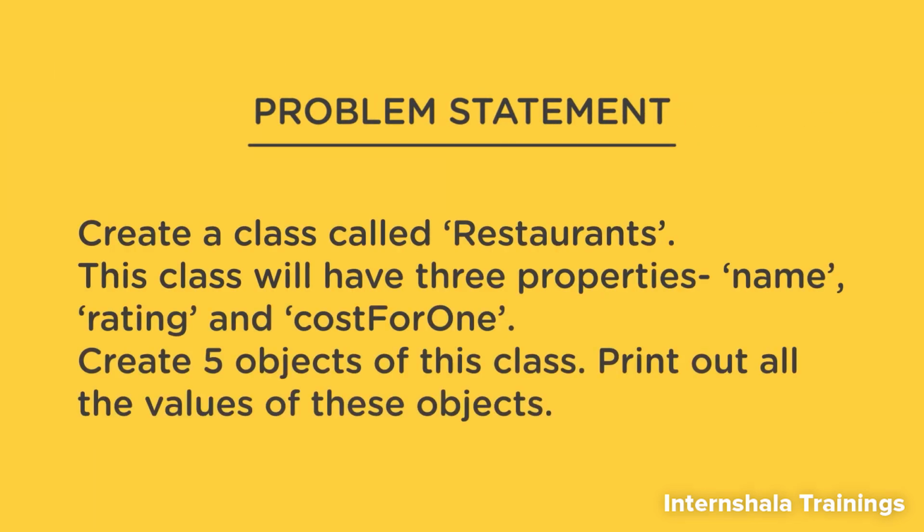Create a class called restaurants. This class will have 3 properties: name, rating and cost for one. Create 5 objects of this class. Print out all the values of these objects. Let's see how we can do this.